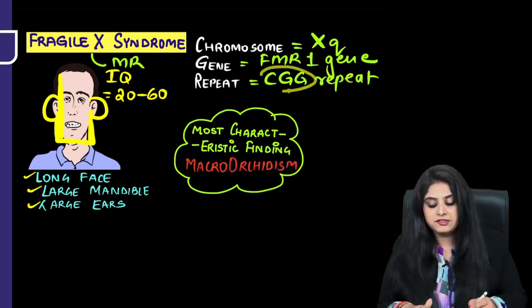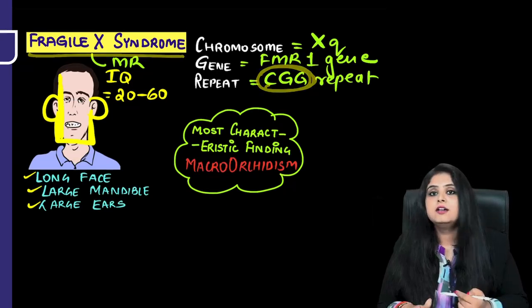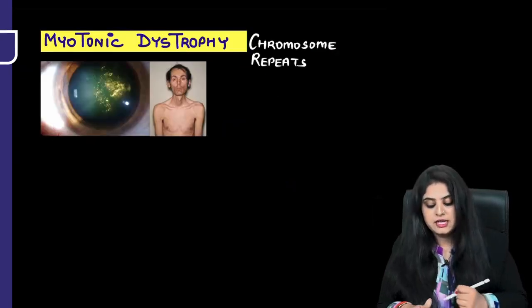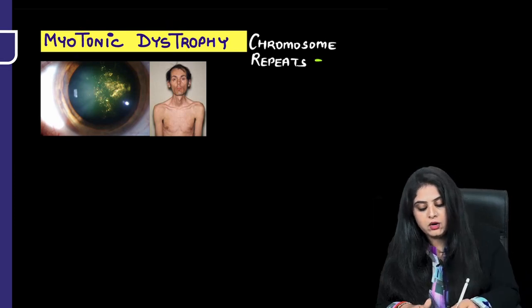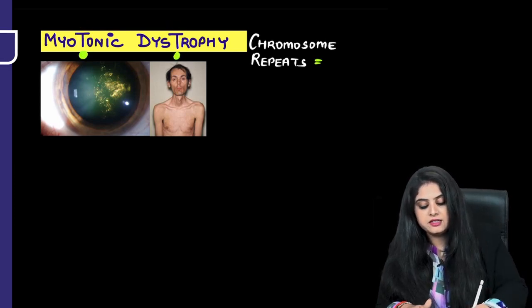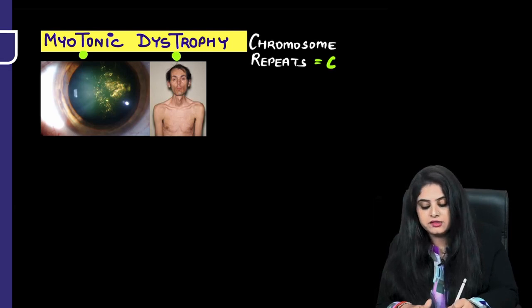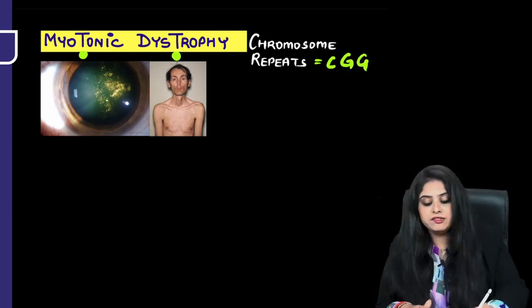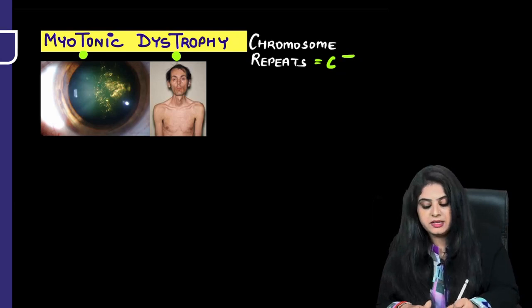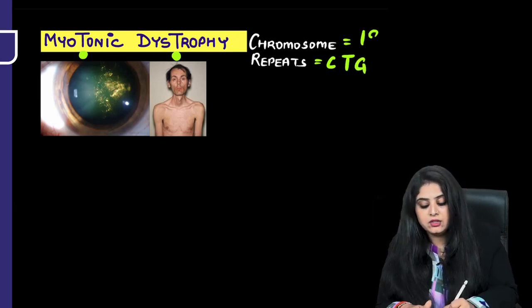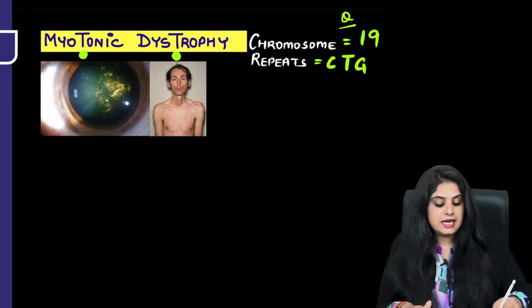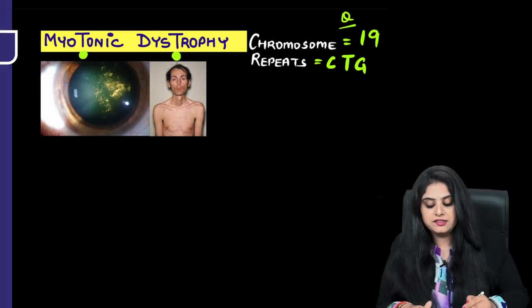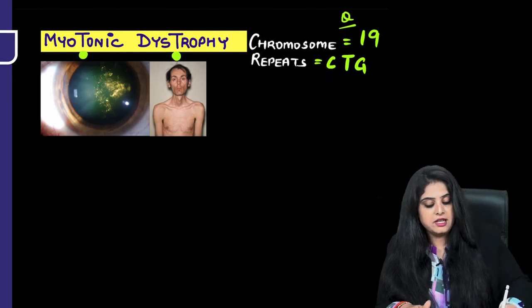Which repeat was this? CGG repeats result in Fragile X syndrome. But if I change it, and I ask you about myotonic dystrophy, you will say myotonic has a T in the center, dystrophy has a T in the center. So instead of CGG, I'll put a T in the center. The repeats are going to be CTG, and the chromosome, which has come so many times, is going to be chromosome 19.